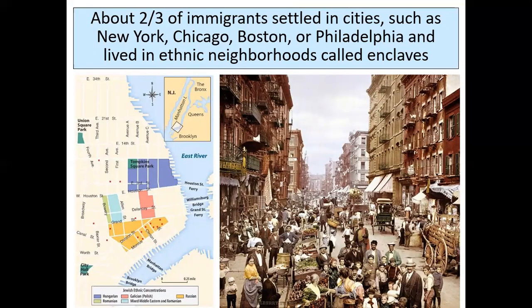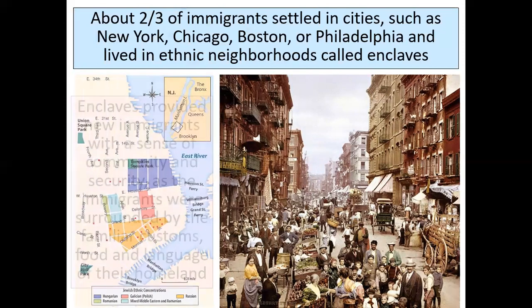Now, about 2/3 of immigrants settled in cities such as New York, Chicago, Boston, or Philadelphia, and they lived in ethnic neighborhoods called enclaves. And I'd circle that word enclave. And so think about the reasons. Why would these people who moved from other countries go into cities and look for, the Italians came and looked for the Italian side of New York. The English came and they formed their side. The Chinese even would come over and they'd go into an enclave.